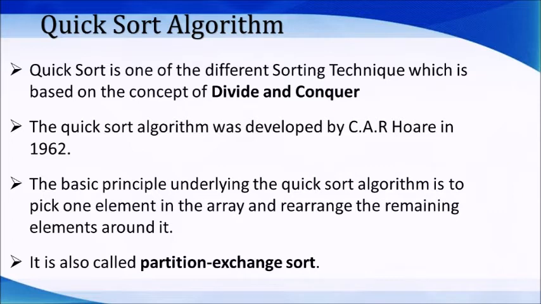What is the basic principle of quicksort? The basic principle of quicksort is that you just pick any one element in an array and arrange the remaining array elements around it. That means whenever you pick an element, the element will be sorted in the correct position, dividing the array into two sub-arrays. Because it is partitioning the array, this sorting is also called partition-exchange sort.